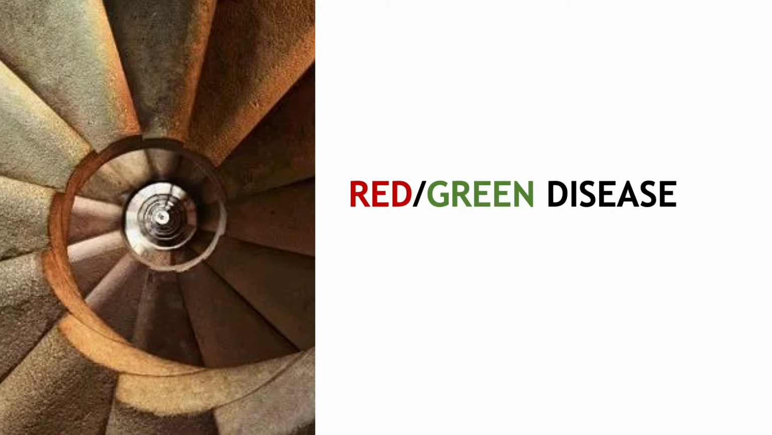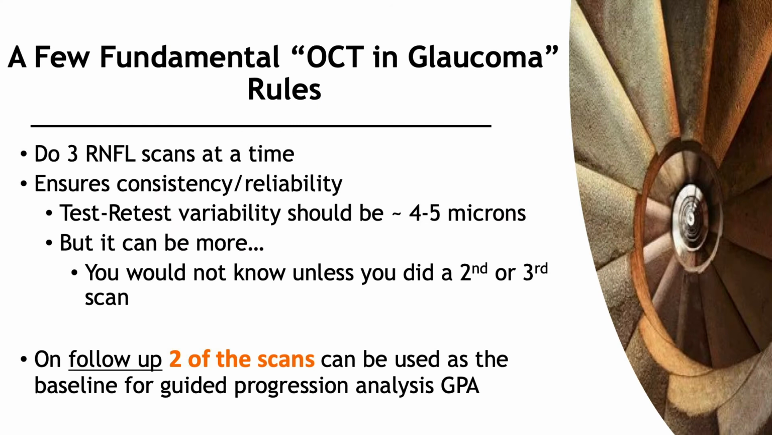So I want to dive into a little bit of this idea of what is red disease, what is green disease, and then putting those two pieces of the puzzle together, and then ultimately being able to talk about progression. So there's a few fundamental OCT and glaucoma rules.